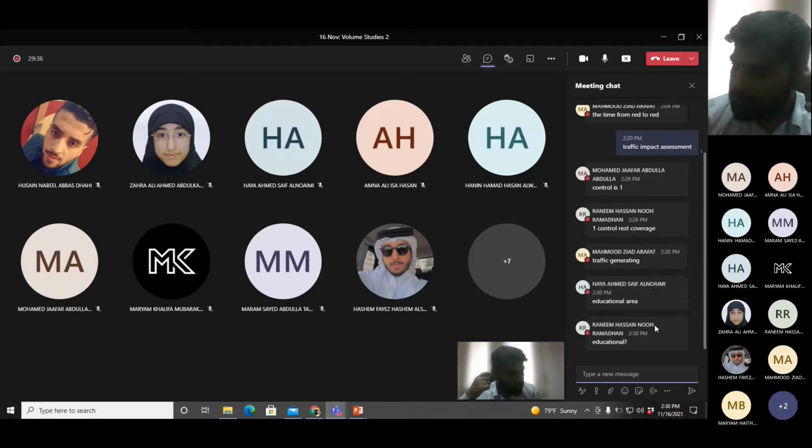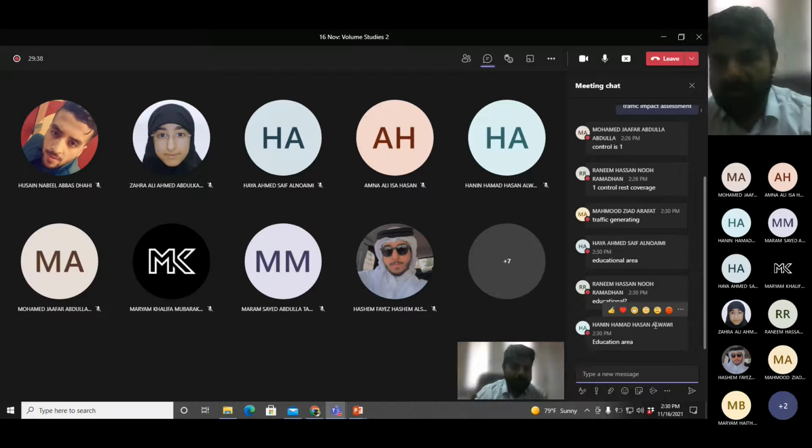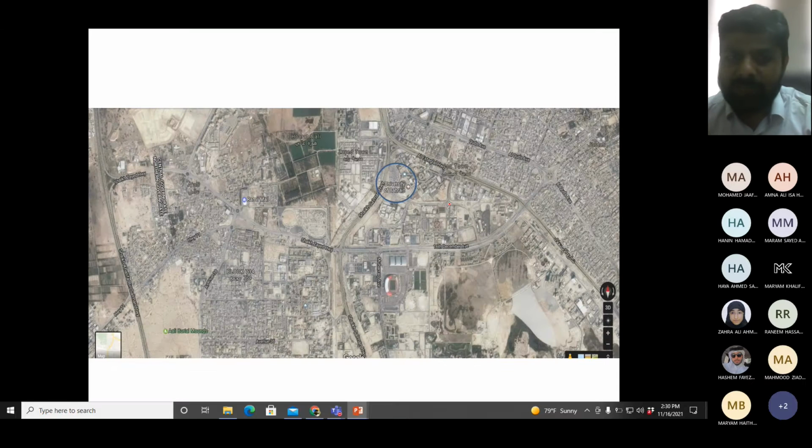Educational area. Thank you. Yes, education area. Okay, so we have the educational area. On the other side of the road, you have the residential area. Then you have these arterials: Sheikh Salman Highway is an arterial, Saklal Highway is an arterial, 16 December Highway is an arterial. Within the educational area and Isa Town area, you will have some collectors and residential, local roads.